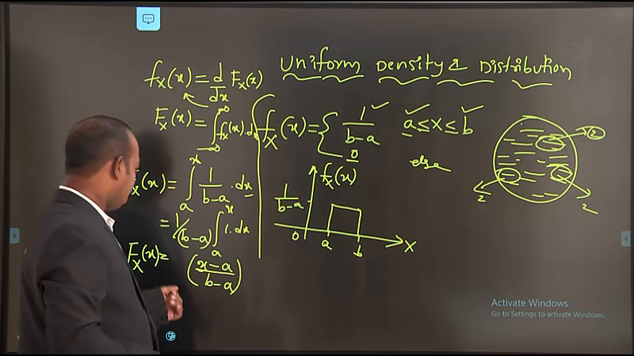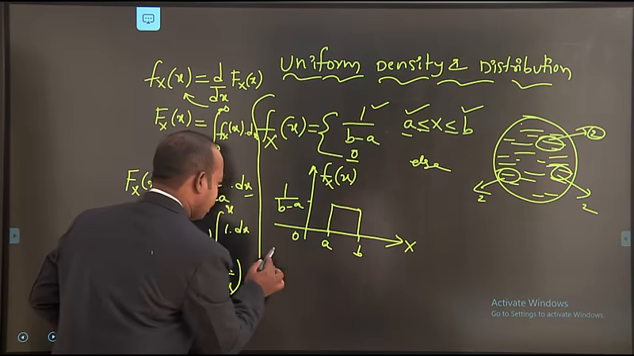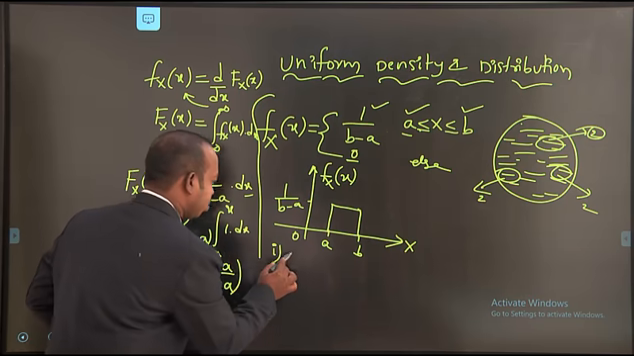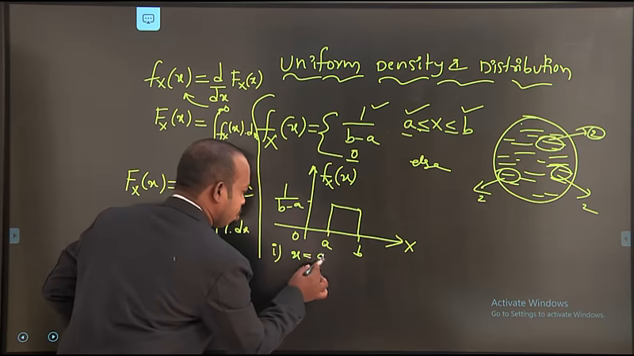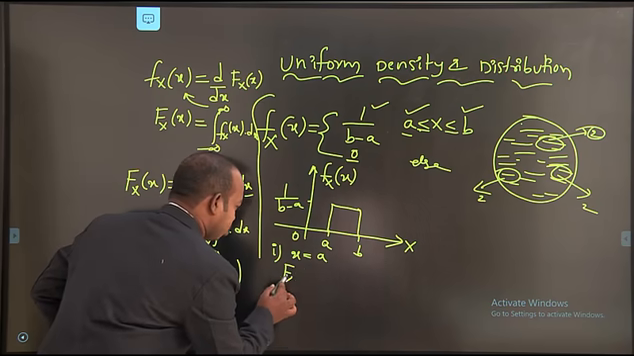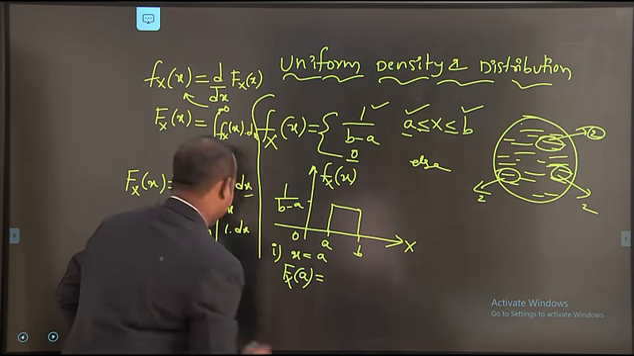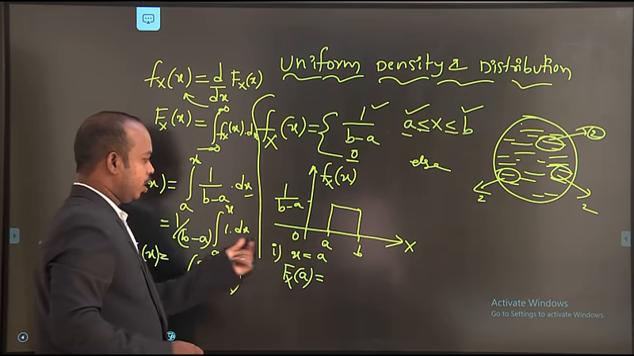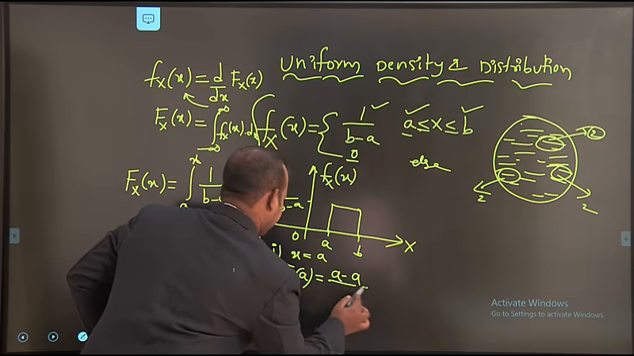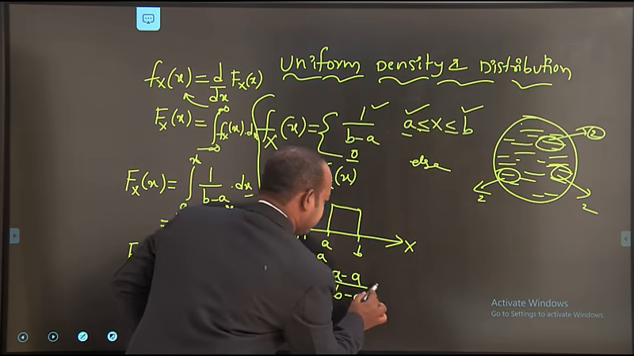Now you can substitute values for small x. The first case is small x equal to a. What is the distribution function? Substituting the x value as small a, we get a minus a divided by b minus a. The quantity is 0.